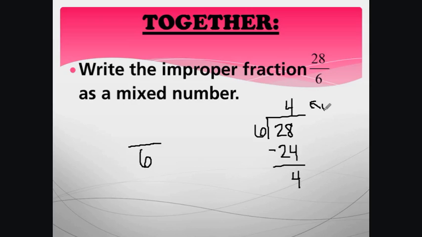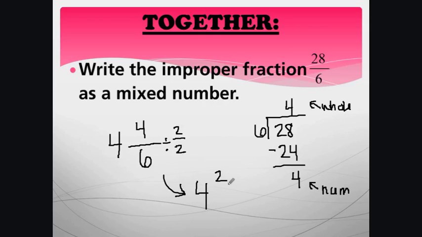This is my whole number, so I'm going to write that in my mixed number, 4, and this is my numerator. My remainder is also my numerator, 4 4/6. But I can see right here that both my numerator and denominator are not in simplest form. I can make it smaller, so I'm going to divide both my numerator and denominator by 2, and come up with an equivalent fraction of 4 2/3.